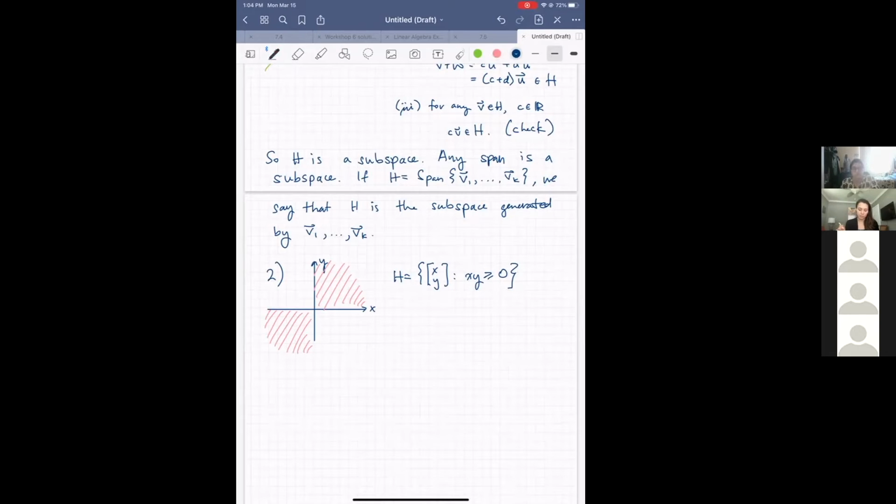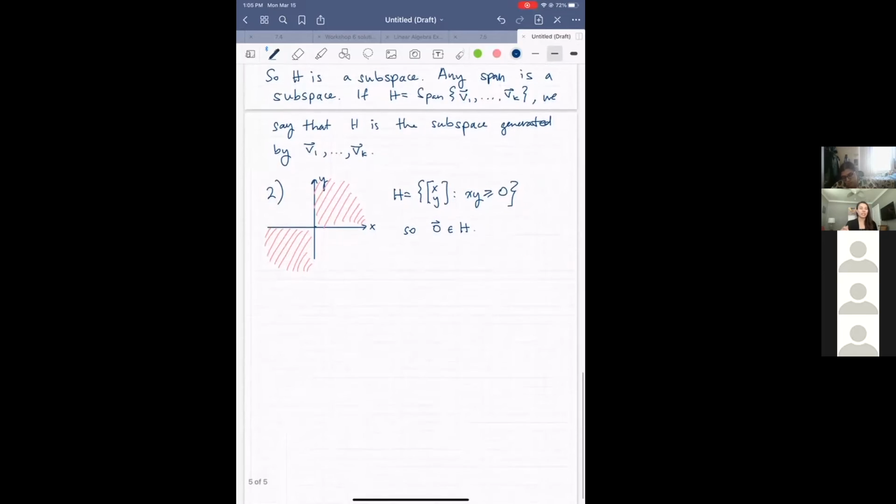Does it also include 0 because it's greater than or equal to? Yeah, it does include 0. Okay. So yeah, that's true. So the 0 vector is in H. So that's one condition.